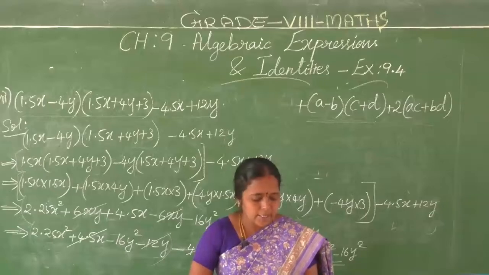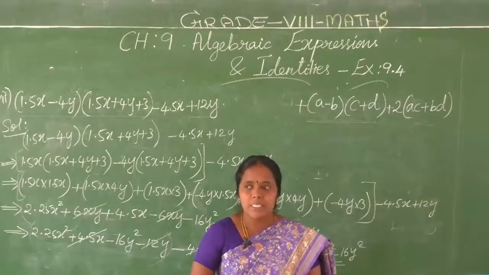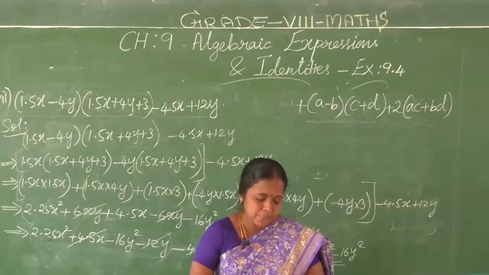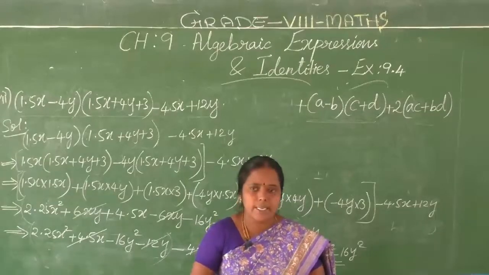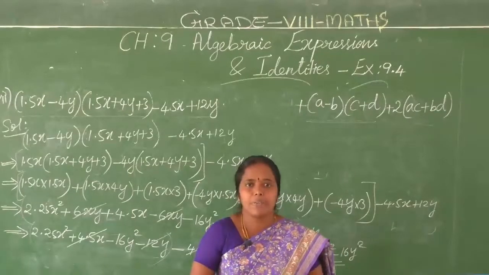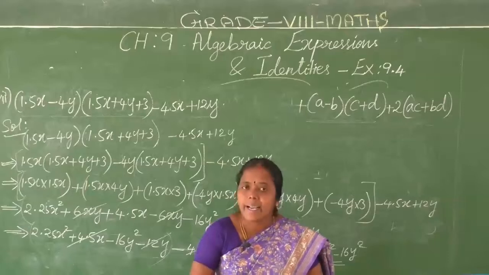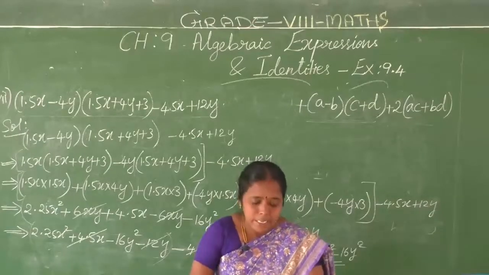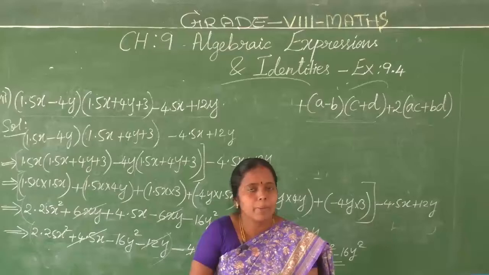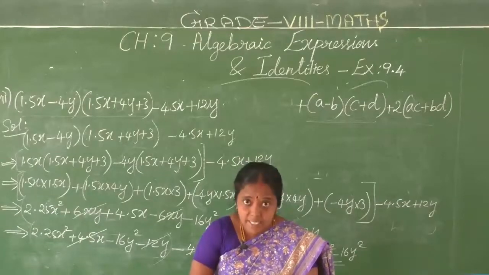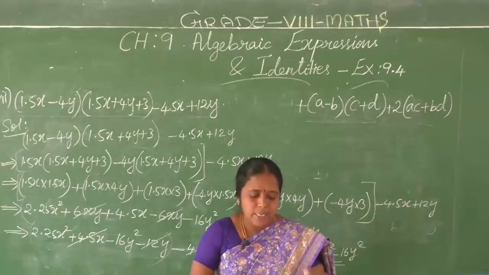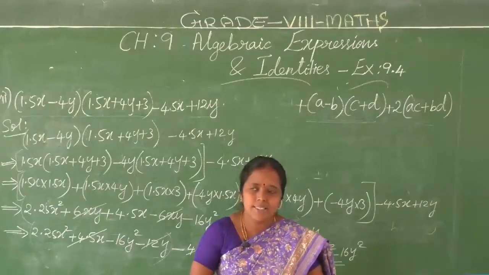Okay, the next is identity. What we are going to see is exercise 9.5, and a little bit of introduction I am giving in this session. What is identity? It is an equation true for every value of the variable in it. In exercise 9.4, we have seen multiplication of a binomial by a binomial, and a binomial by a trinomial. Next, I am going to teach about identity, just a few minutes. Based on that only we are going to see the next exercise 9.5.